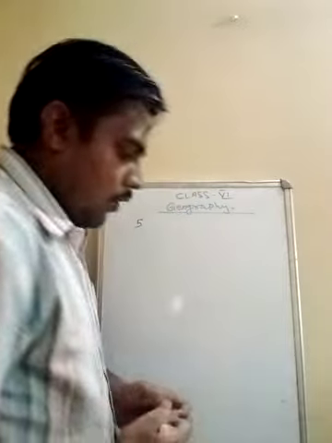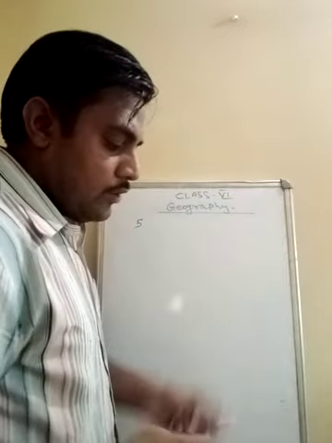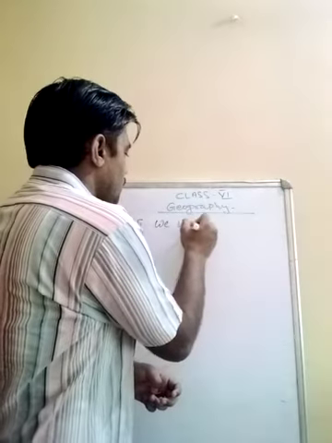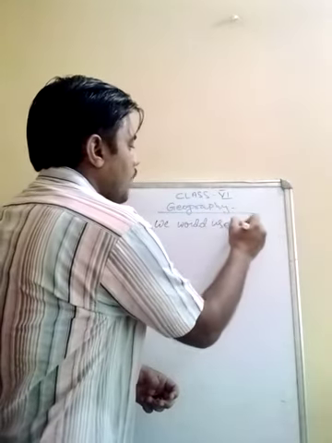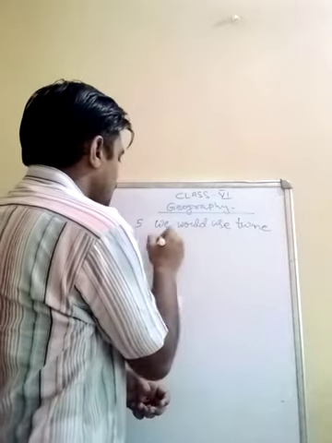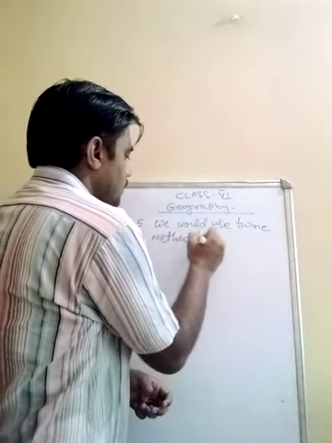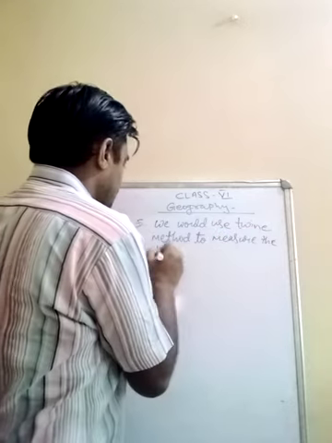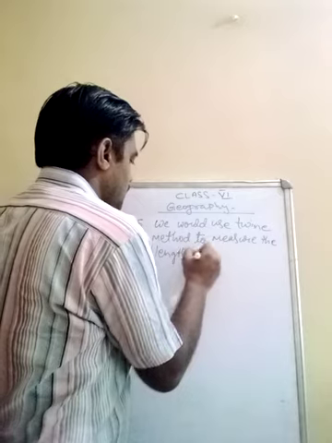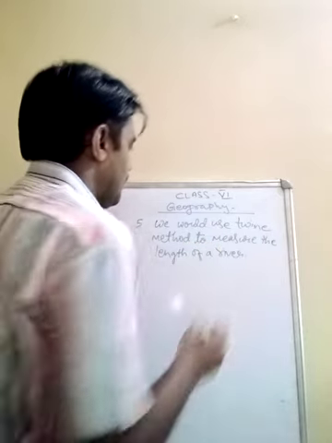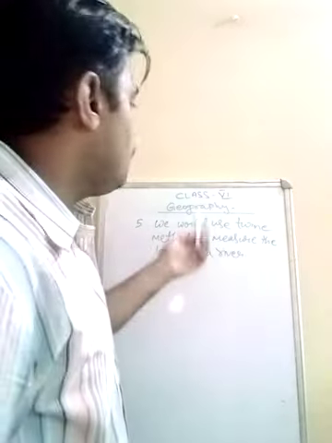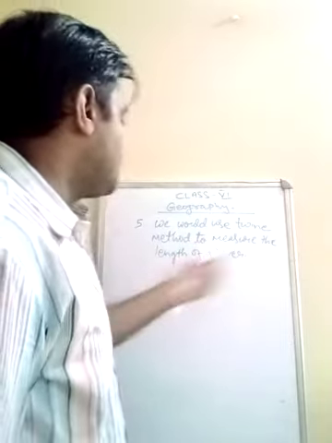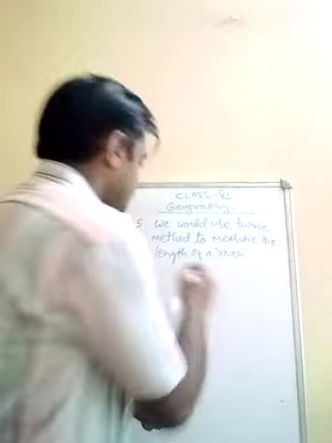Okay, number 5 is here. What method would you use to measure the length of a river? We would use Twine method to measure the length of a river. Once again, I am telling you, we would use Twine method, T-W-I-N-E, Twine method to measure the length of a river. Okay.